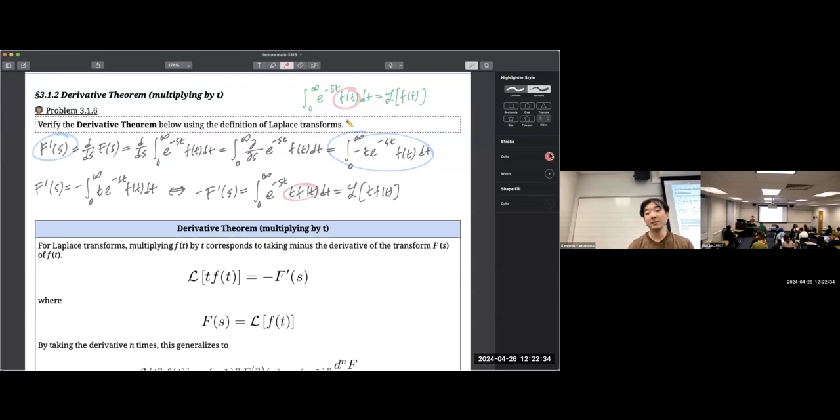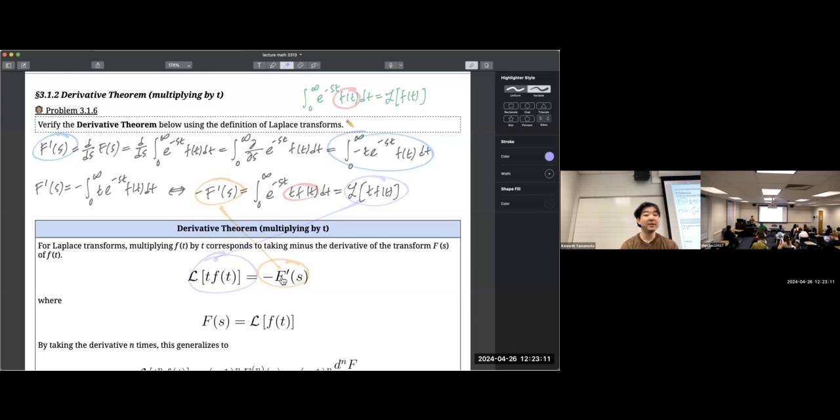And so basically we have the conclusion that this thing is equal to this thing. And that's the theorem here. So the claim being made is that if I want to take the Laplace transform of t times some function, I can just take the Laplace transform of my f of t, take the derivative of it and put a negative in front.